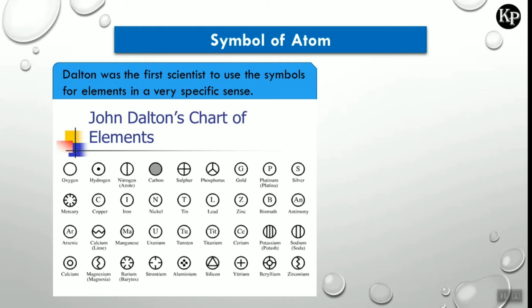So Dalton was the first scientist to use symbols for elements in a very specific sense. These are some examples of symbols given to the elements at that time by John Dalton. You can see here oxygen is denoted by a circle, hydrogen by a circle with a center dot. Gold is a circle and G, potassium a circle and P, silver a circle and S, iron a circle and I. Silicon is a circle with a triangle at the center, yttrium a circle with a plus symbol in the center. So these are some examples of the symbols given by John Dalton.